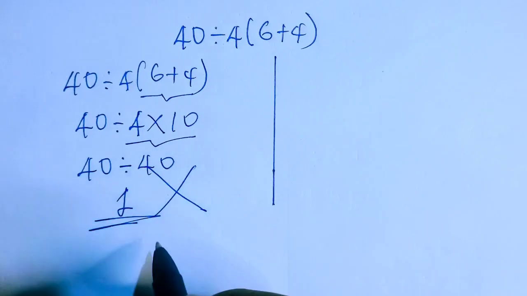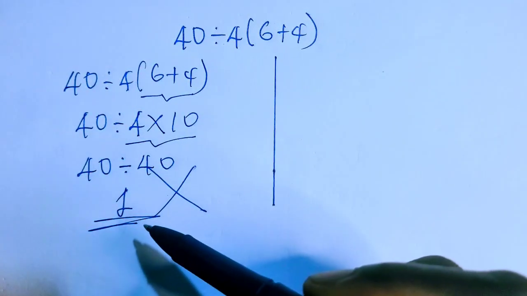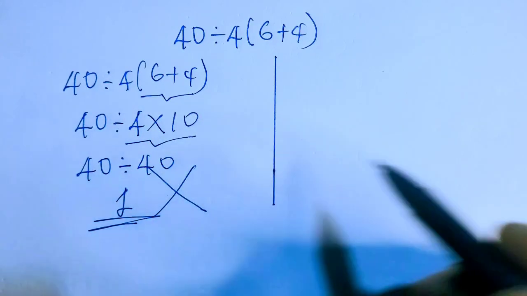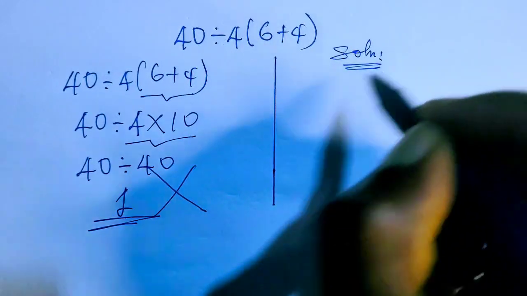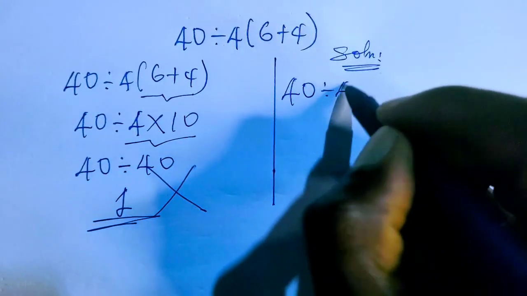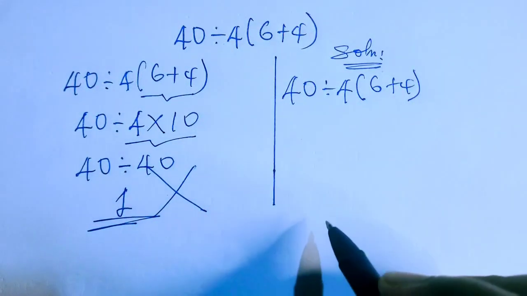But this answer is wrong. Therefore, this first approach here is completely wrong. Don't make this mistake. Now, to solve this correctly, we have a solution. Now, 40 divided by 4 into 6 plus 4.